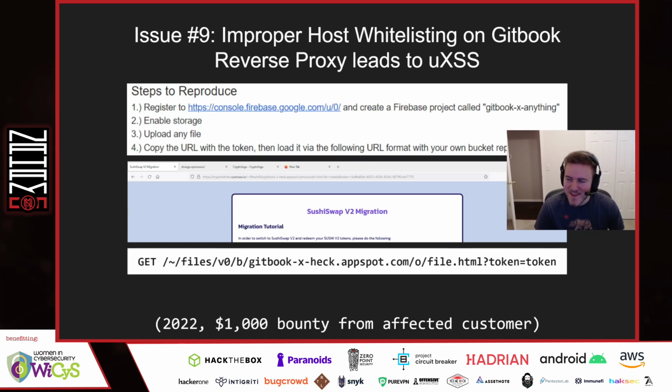Here's another interesting, similar sort of issue, right? This is improper host whitelisting on Gitbook, and basically what you're able to do is, similar endpoint, right? Curly thing /files, this endpoint was able to basically reverse proxy assets from appspot.com, and they basically had to check that it began with gitbook- whatever, and then it ended at .appspot.com. So what we could do is just register gitbook-x-heck.appspot.com and post a file, and you're able to create an HTML file that you can basically access, right? And Gitbook is used everywhere in crypto as well. They're all the API documentation people have.